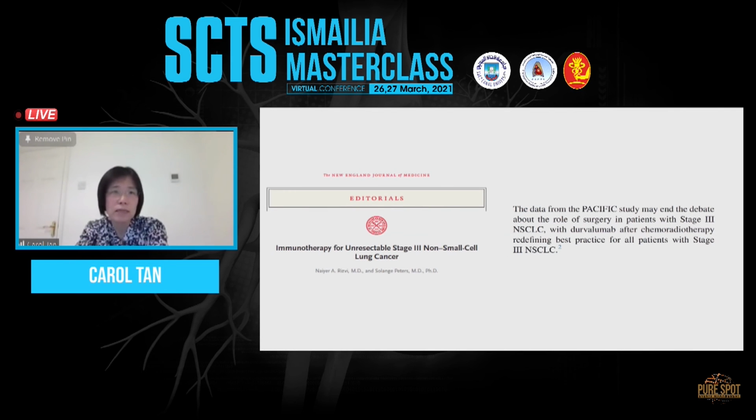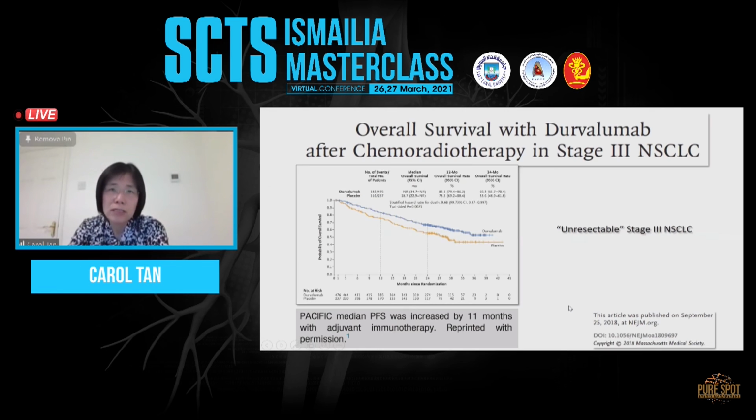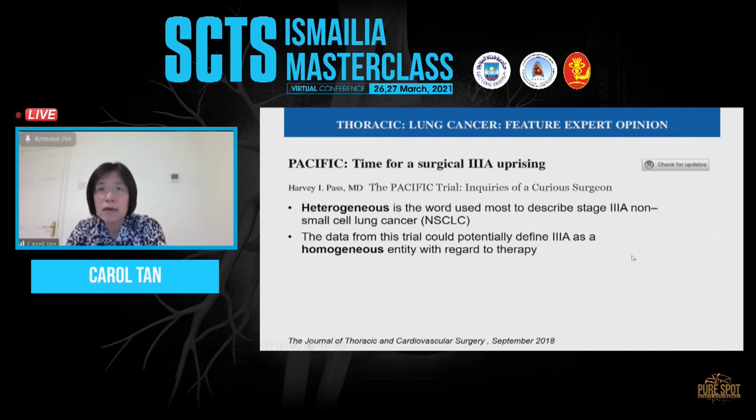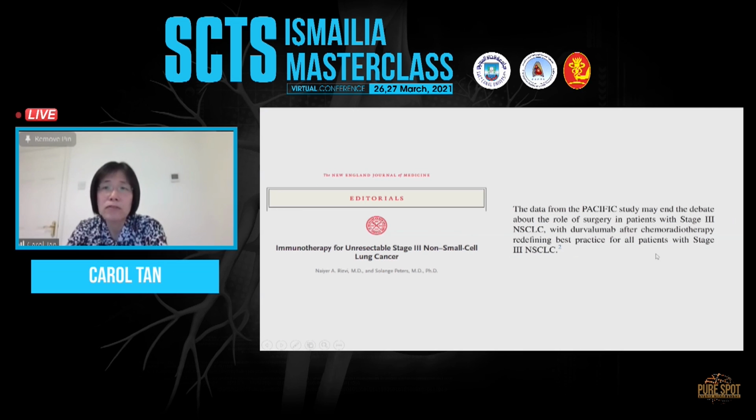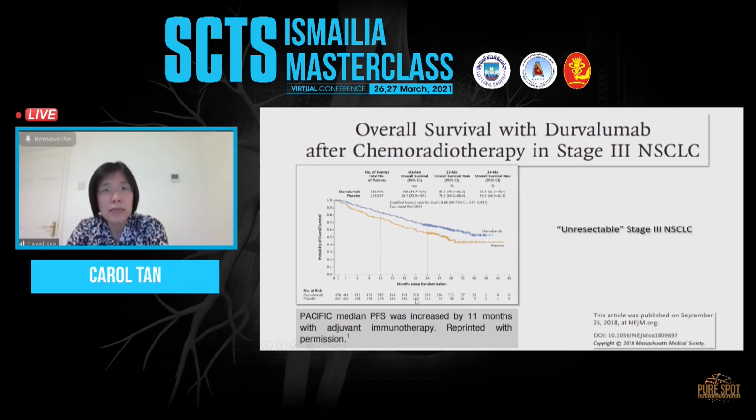This study led to an editorial in the same journal where an oncologist stated that the data from this study may end the debate about the role of surgery in patients with stage 3 non-small cell lung cancer, with durvalumab and chemoradiotherapy redefining best practice for all patients with stage 3 non-small cell lung cancer. Now, what I didn't tell you was that this study was only done in unresectable stage 3 non-small cell lung cancer, not the resectable ones.